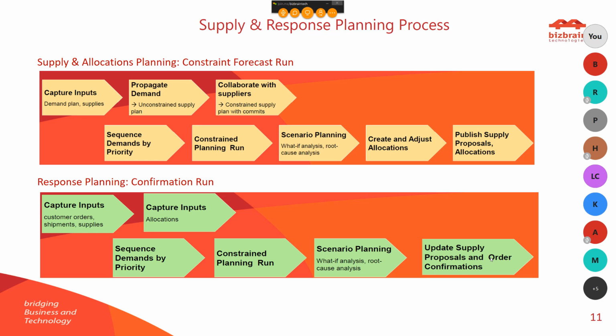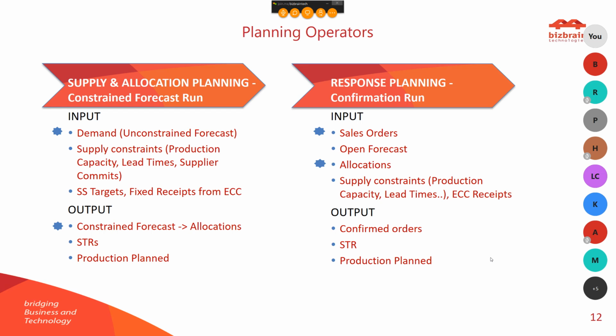Now I will go to the next level of detail of this process. For the first run, which is the allocation planning run or constraint forecast run, these are the major inputs: your demand, which is the unconstrained forecast, and your supply constraints. Supply constraints can be in many forms, like production capacity, lead times, supplier commits, your safety stock targets, and your fixed receipts from ECC. That is again a supply element which is supposed to be coming into that particular node or location for a product in a stipulated time.